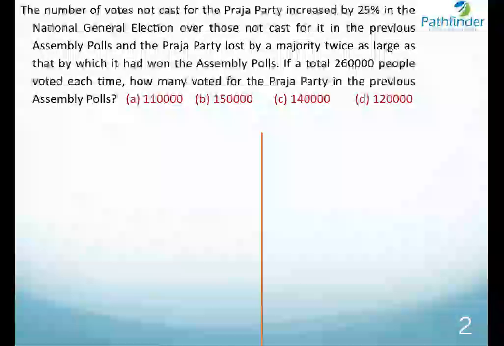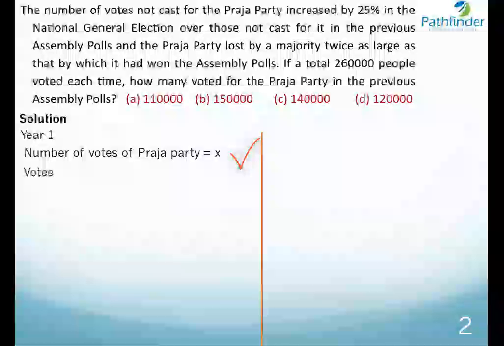So let us start by assuming something about year 1. In year 1, let's assume that the number of votes of Praja Party is X. Obviously the balance votes, that is the remaining votes, must belong to the other party or others. And because the total number of voters is 2,60,000 or 2.6 lakhs, the votes of others is equal to 2.6 lakh minus X lakh.